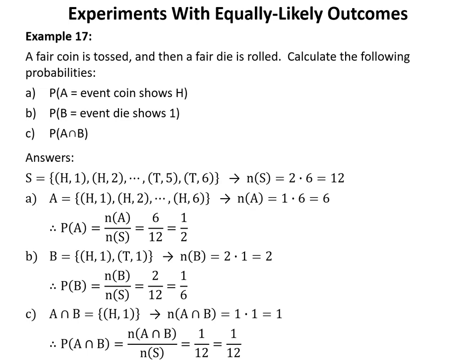And finally, to get the probability of A intersection B, we're looking for the probability of the event that both the coin shows heads and the die shows a 1. And of course, that can only happen one way, which is if you get heads and then a 1. So the number of outcomes for that event is 1, and so the probability of A intersection B equals 1 over 12.